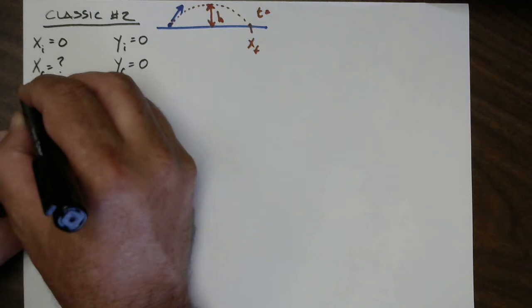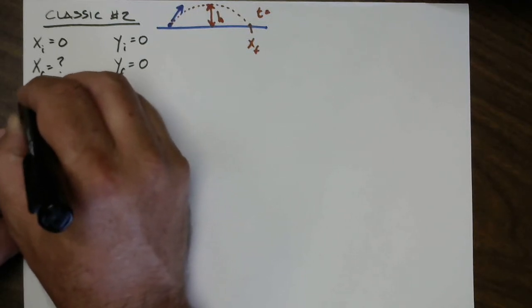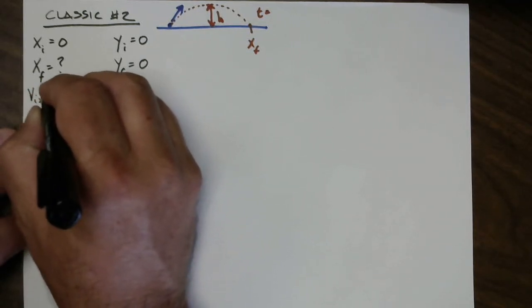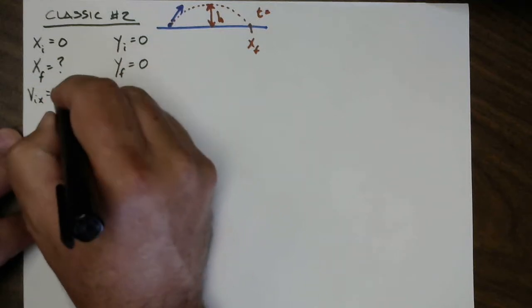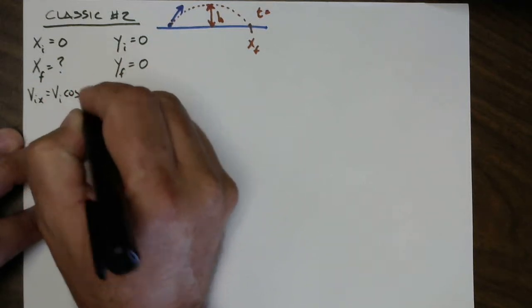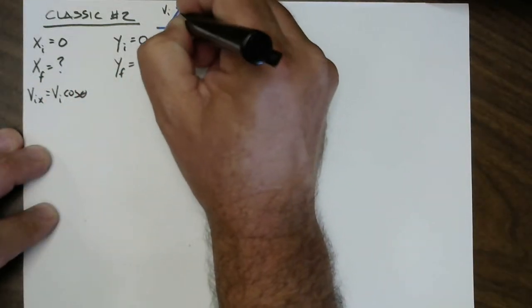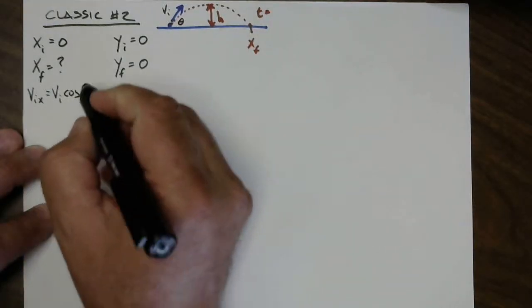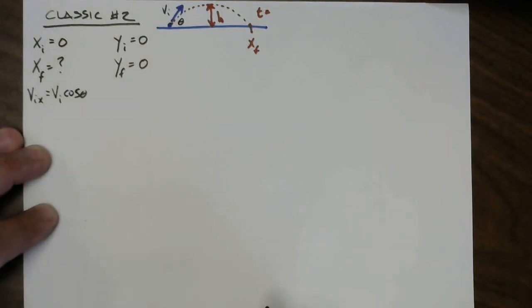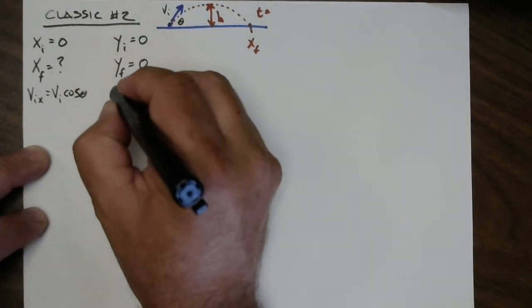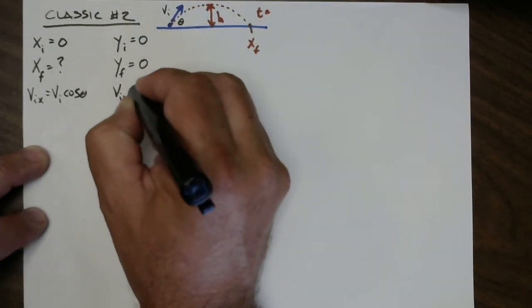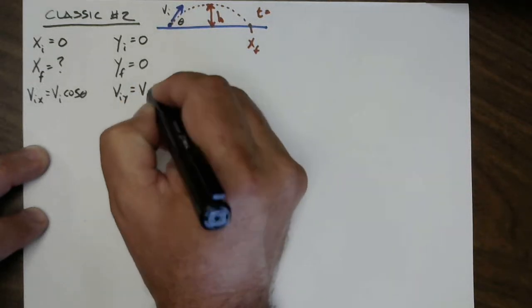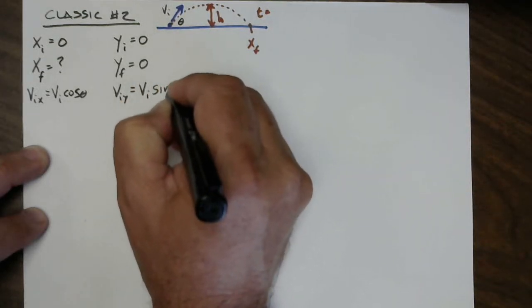Now, this is where we get a little difficult. The starting velocity in the x direction is the starting velocity overall times the cosine of the angle. So we're given a starting velocity and an angle on the original problem, and we would componentize it in this way to find the starting velocity in the x direction. The starting velocity in the y direction is similarly vi times the sine of theta.